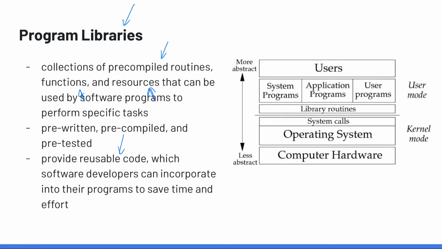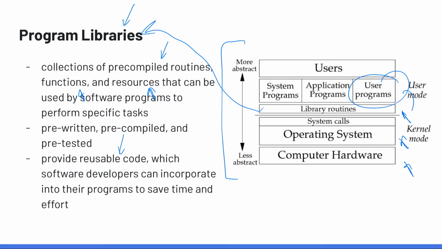Now, if we're looking at this particular chart right here, we have computer hardware, we have our operating system that interfaces with our computer hardware, and then we have library routines, which can also be referred to as program libraries, that basically interface between our programs and the operating system. So these are generally going to be used in code by programmers to create programs that can effectively and seamlessly talk to our operating system.